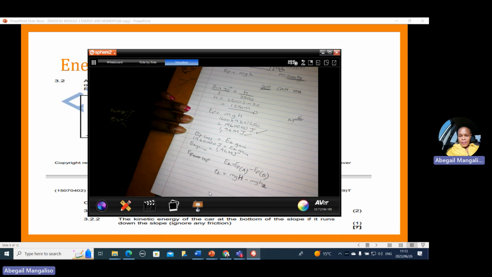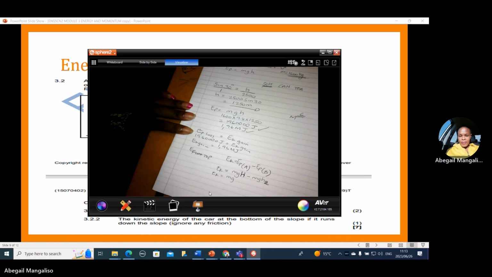Now, if at B is H2, you see m and g are common on both sides. So this kinetic energy will be equal to, we factor out mg because it's common, and we're going to open brackets. If we factor out mg, you are left with H here. So we can use capital letter H, or we can say it is H1. This side, when we factor out mg, you are left with H2, ne? Then it will be minus H2.